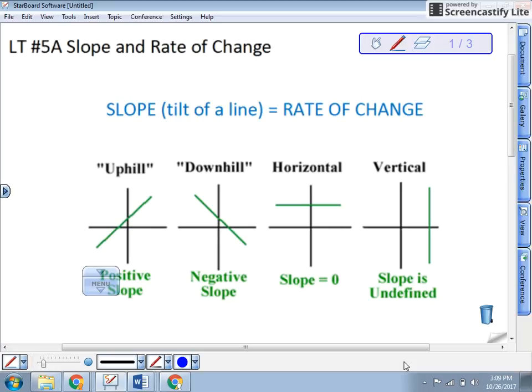Welcome to the notes on slope and rate of change. So first, let's start with slope. What does it look like? Some people call it the tilt of a line. And the biggest thing that you have to remember is slope actually is rate of change. On a graph, it's that tilt, but it's representing a constant rate of change. So as we move forward, always remember that slope equals the rate of change.